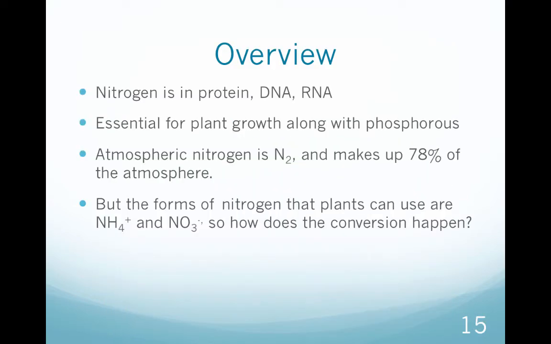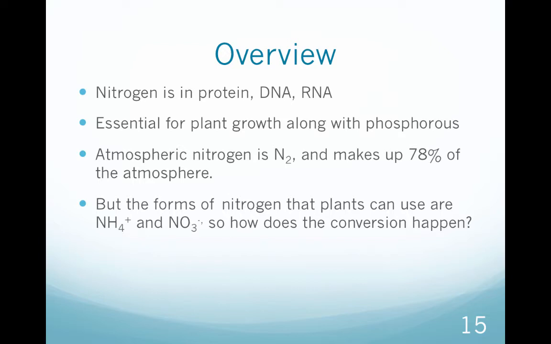The nitrogen is really interesting because, believe it or not, 78% of the atmosphere is atmospheric nitrogen, which is N2. So you would think plant growth should go nuts because nitrogen is literally everywhere around. The problem is atmospheric nitrogen is not in a form that plants can use. Again, essential for plant growth along with phosphorus, so it has to somehow be transformed into a form that can be consumed by plants. Why is this important?